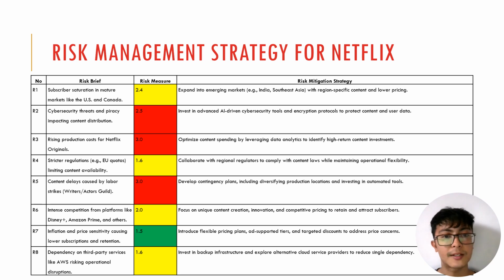Next, we'll be talking about risk management strategy. First, Netflix needs to expand into emerging markets, for example Southeast Asia. They should invest in advanced AI-driven cybersecurity tools, optimize content spending by leveraging data analytics, collaborate with regional regulators, develop contingency plans including diversifying production locations, focus on unique content creation, introduce flexible pricing plans, invest in backup infrastructure, and explore alternative cloud service providers.